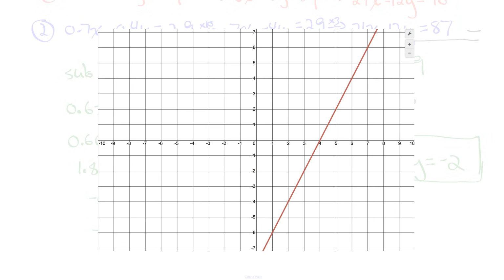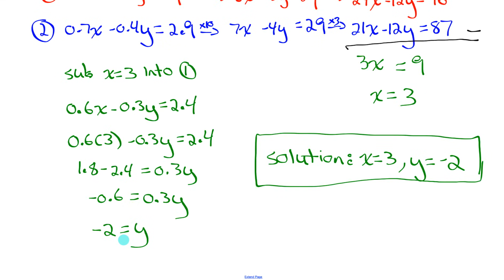Graphically speaking, that means the two lines, if they were graphed, they would intersect at the point 3, negative 2. Another reminder, we could check this solution as long as you plugged it into both of the original equations, but I won't show that for this question either.